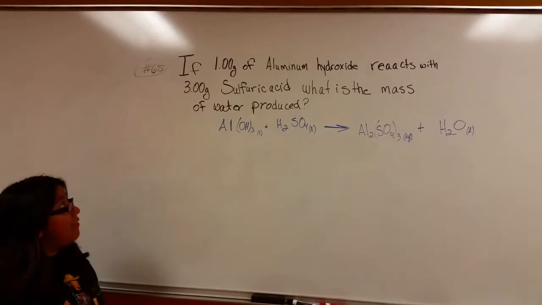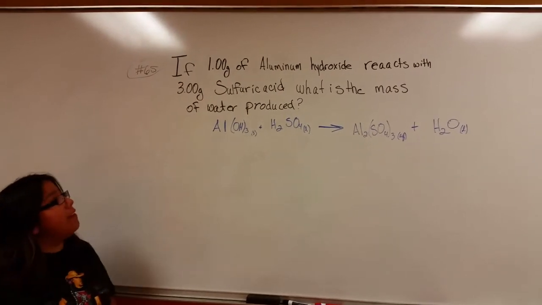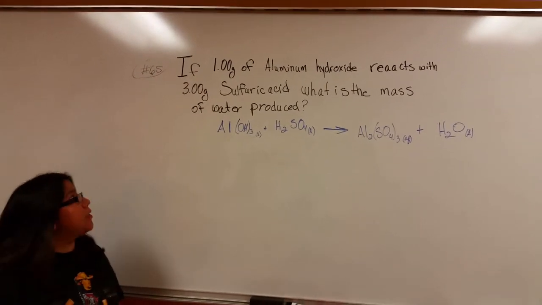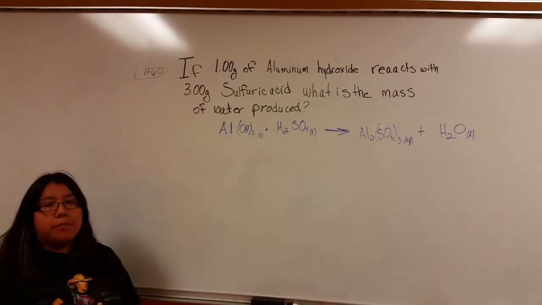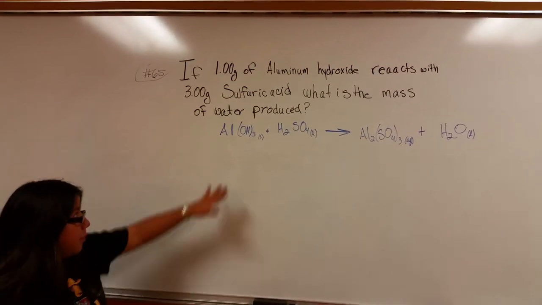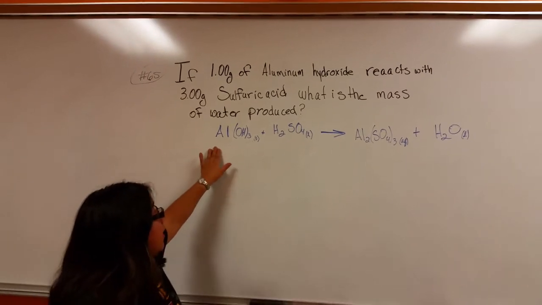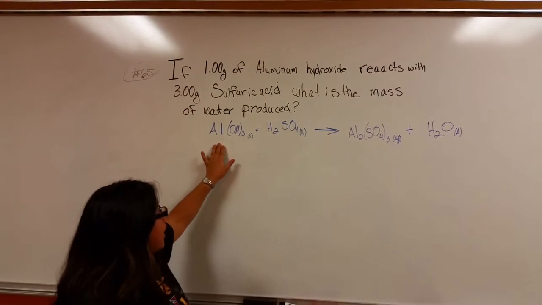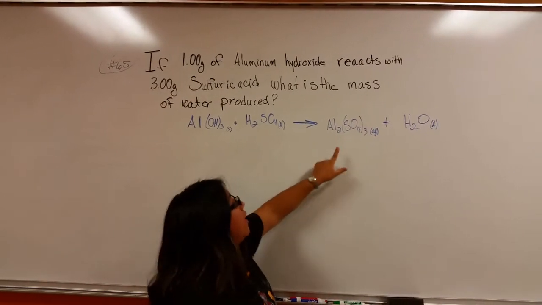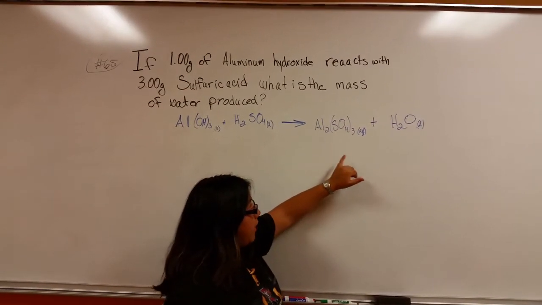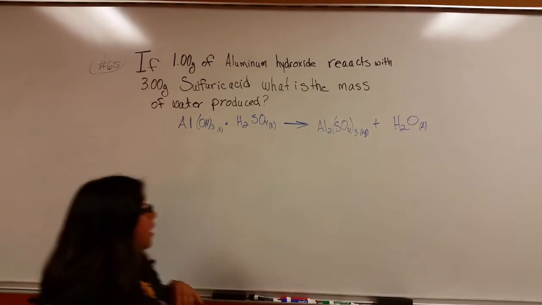Number 65, and it states, if 1 gram of aluminum hydroxide reacts with 3 grams of sulfuric acid, what is the mass of the water that's produced? The formula that you start with is aluminum hydroxide plus sulfuric acid yields aluminum sulfate plus water.